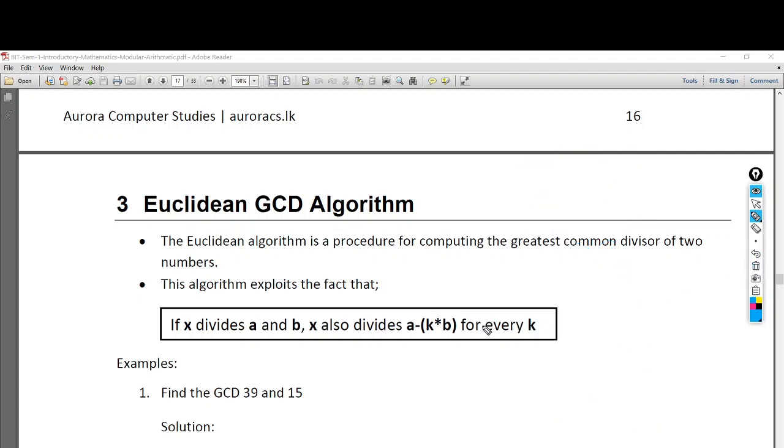Euclidean GCD algorithm. Again, don't memorize this formula or algorithm. If you have a really good memory, that is okay, but usually you don't have to memorize this algorithm. Anyway, I just read out the algorithm. If x divides a and b, x also divides a minus k times b for every k. Right? So you can say it's a weird thing.